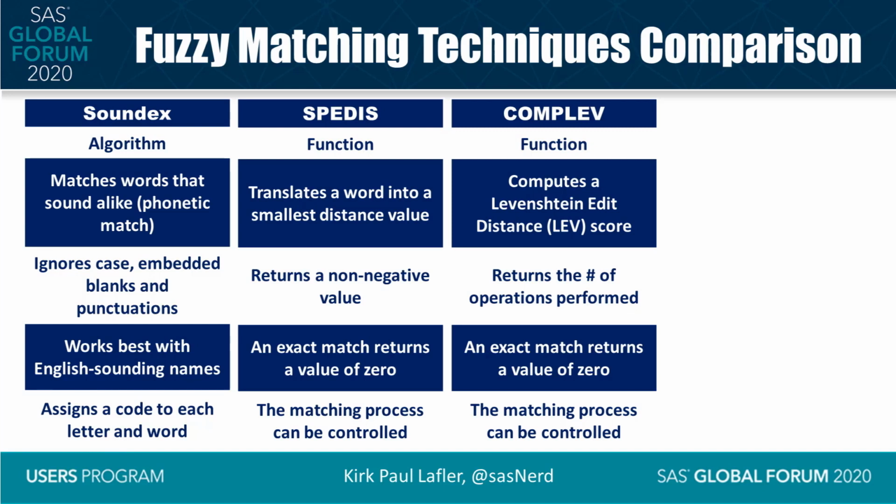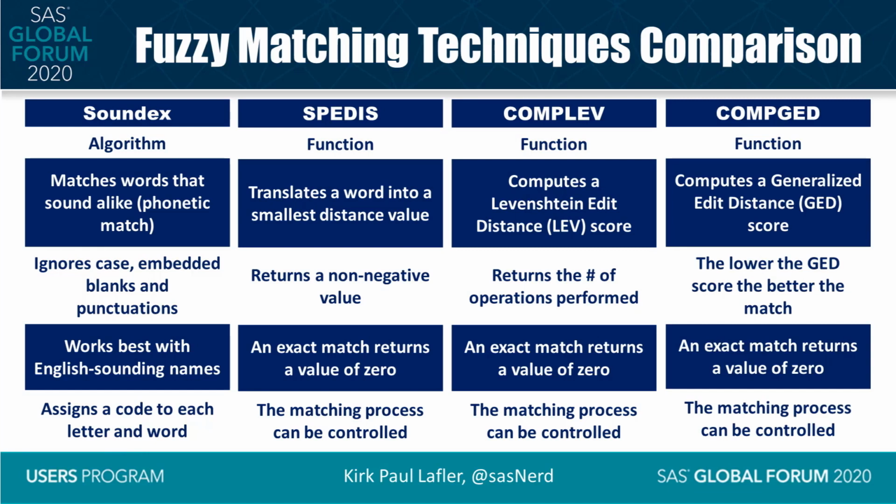The CompGED function computes a generalized edit distance, or GED score. The lower the GED score, the better the match. An exact match returns a value of 0, and just like the previous Spedis and CompLev, the matching process can be controlled.